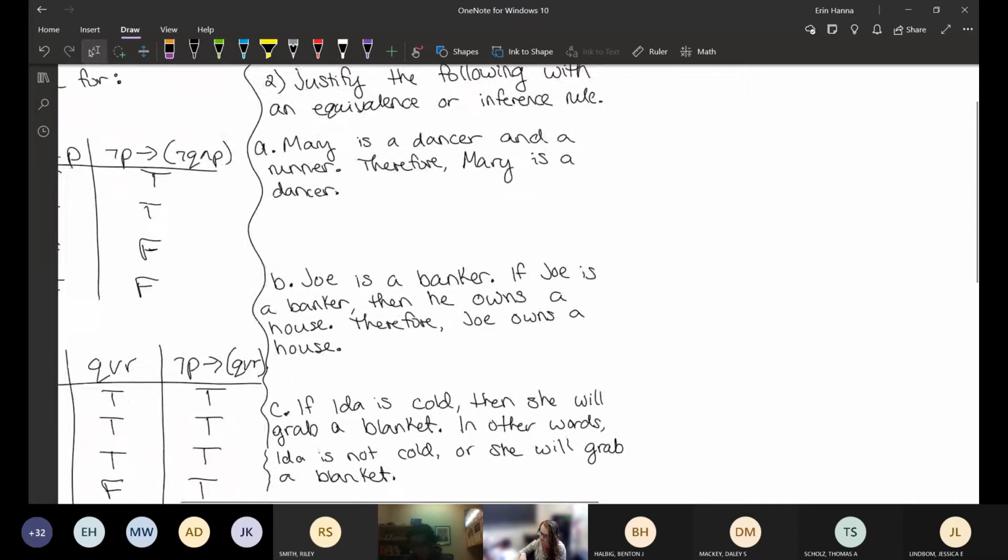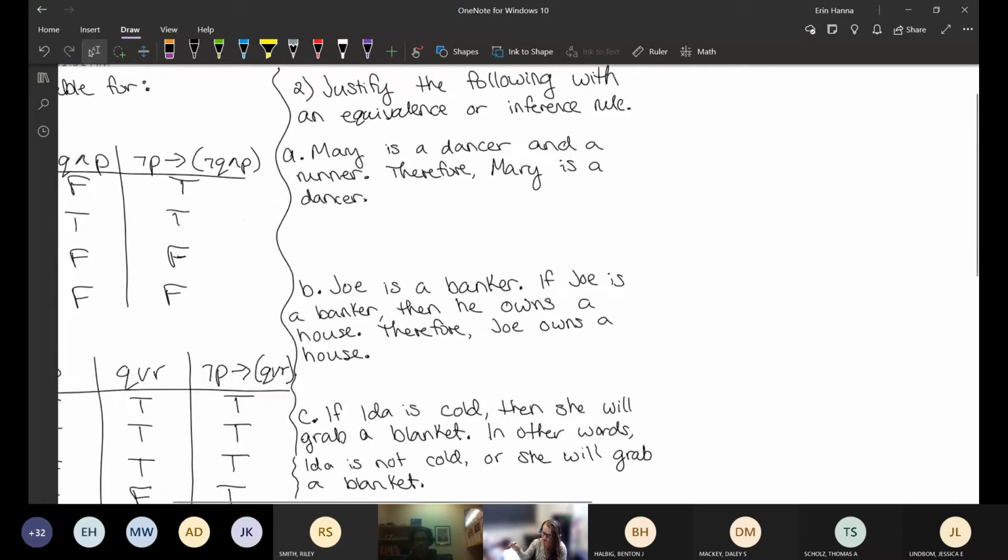All right. So these ones over here, this is where we're justifying with either an equivalence or inference rule. And remember, you'll have them. You can have them on a different screen or something like that, but I've also put a question, quote unquote question, in the quiz that has the rules listed. So you won't need to worry about that.